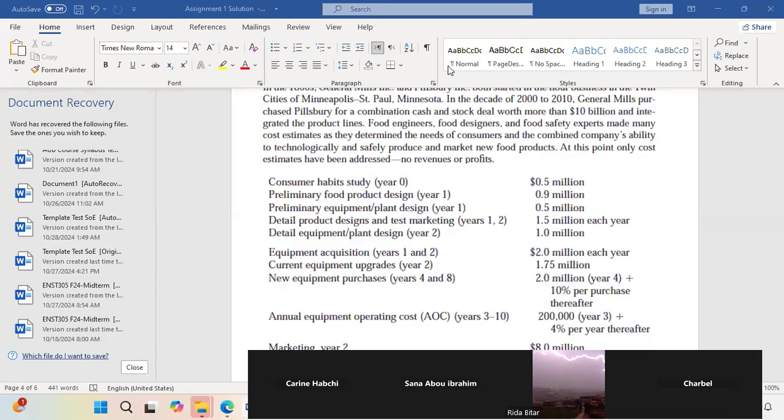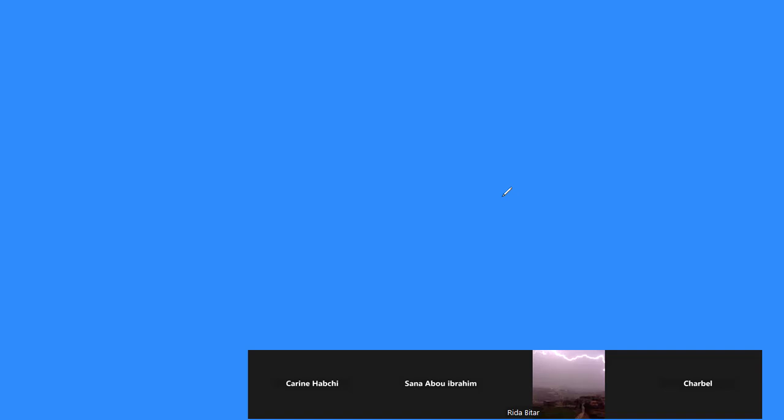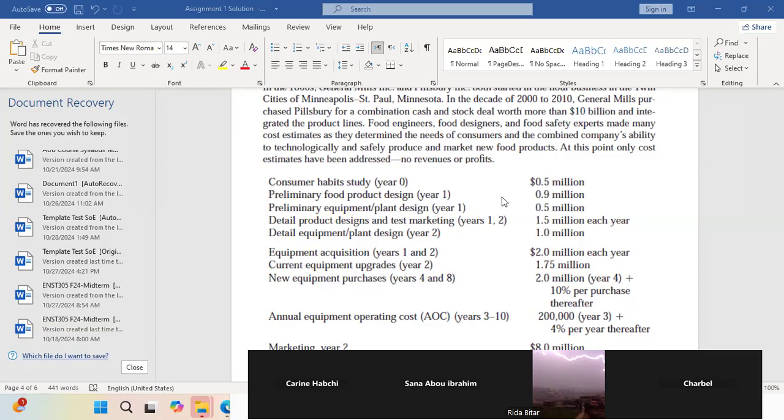Okay, so we were discussing how to calculate for each cost the corresponding net present value, the present value of each cost. So for these two costs, which are at year one, all we have to do is to consider here.